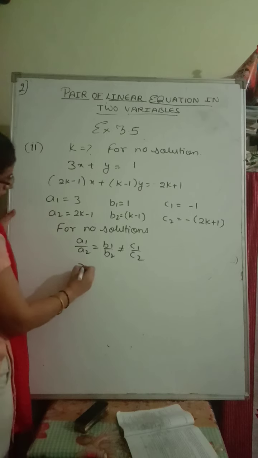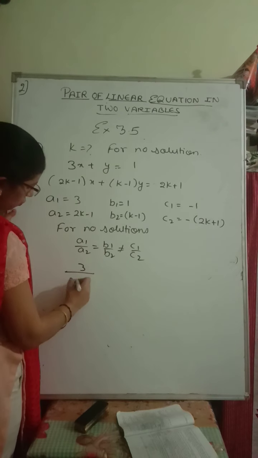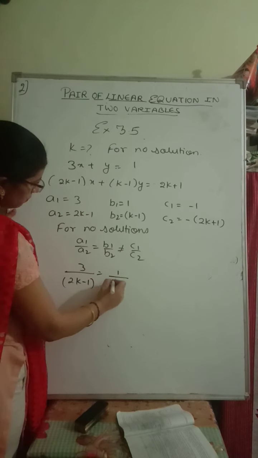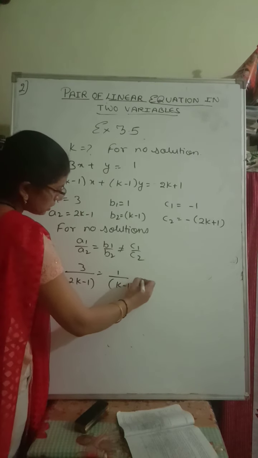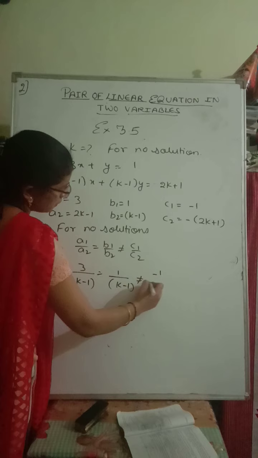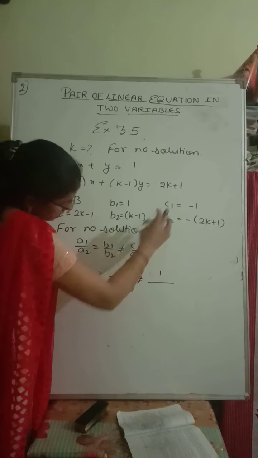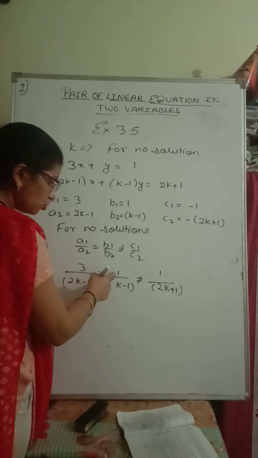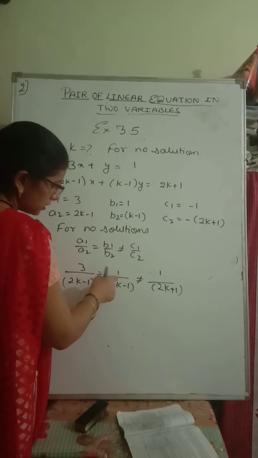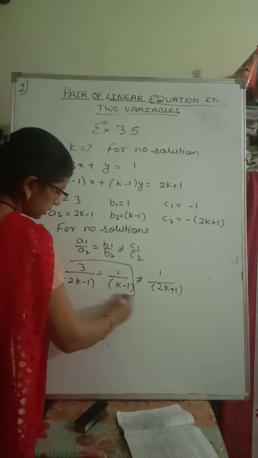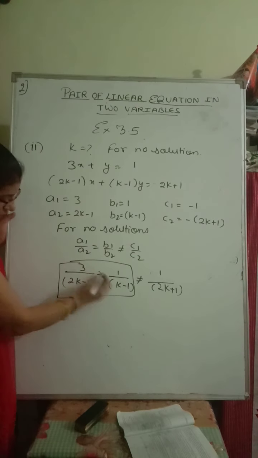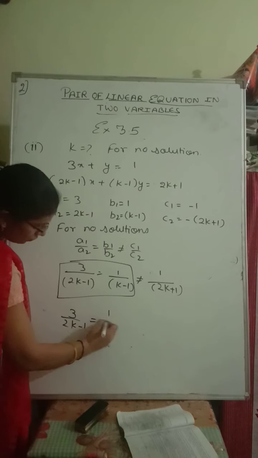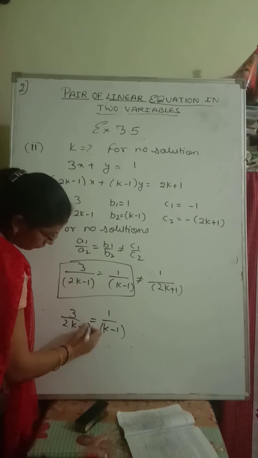What is a1? 3 upon a2, 2k minus 1, equals to b1, 1 upon b2, k minus 1, is not equal to c1, minus 1 upon minus, minus cancel out, 2k plus 1. So these two are equal, but these and these are not equal. So we have to take these two. Okay, so we'll take 3 upon 2k minus 1 equals to 1 upon k minus 1.